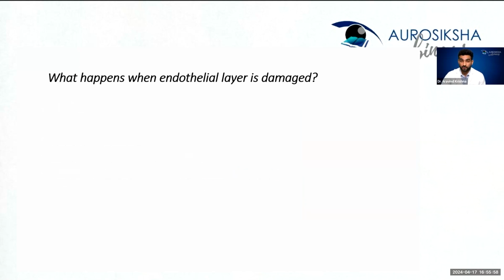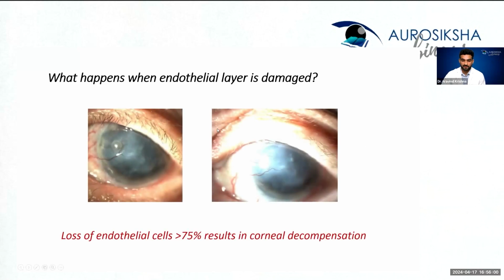So what happens when this endothelial layer is damaged? This is what happens. As you can see, the cornea is not transparent. It has become hazy. It is not avascular; you can see blood vessels have penetrated into it. So this does not look normal, right? Yes, because this is called corneal decompensation. Loss of more than 75% of endothelial cells will result in this condition. If left untreated, it has a very poor prognosis, and the only thing we can do is corneal transplantation.